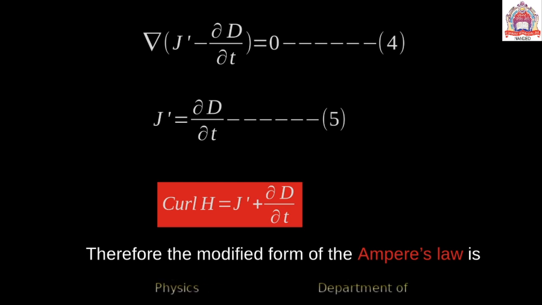And the third point: the displacement current in a good conductor is negligible compared to J at frequencies lower than the light frequency, that is 10 to the 15 Hertz, as is evident from curl H is equal to J plus dou D by dou t. So this is the modified Ampere's law with its significance, as given by Maxwell.